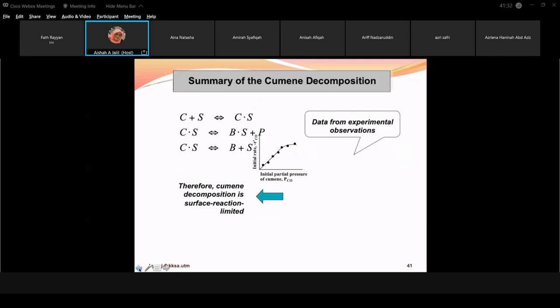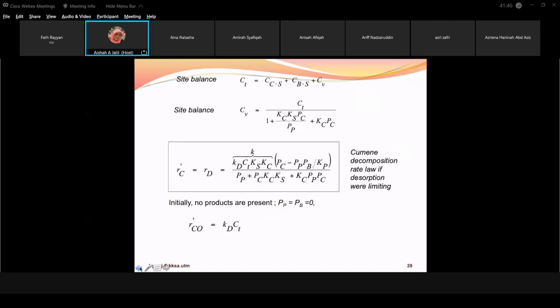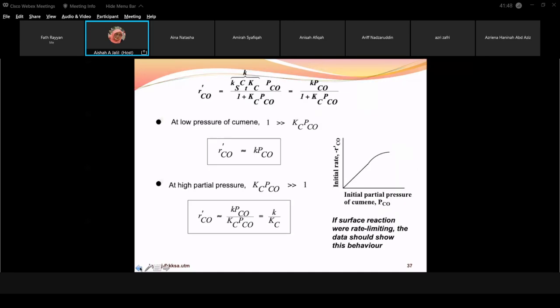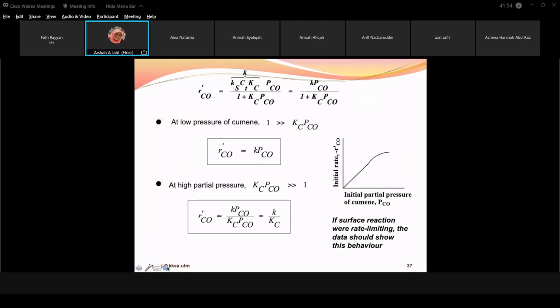Hello. Which one? The adsorption, surface reaction? Surface reaction. Surface reaction. Okay, you can see, go back again. This is for the desorption, different, right? This is for the surface reaction, and then this is for the adsorption. You can see. Do you understand?